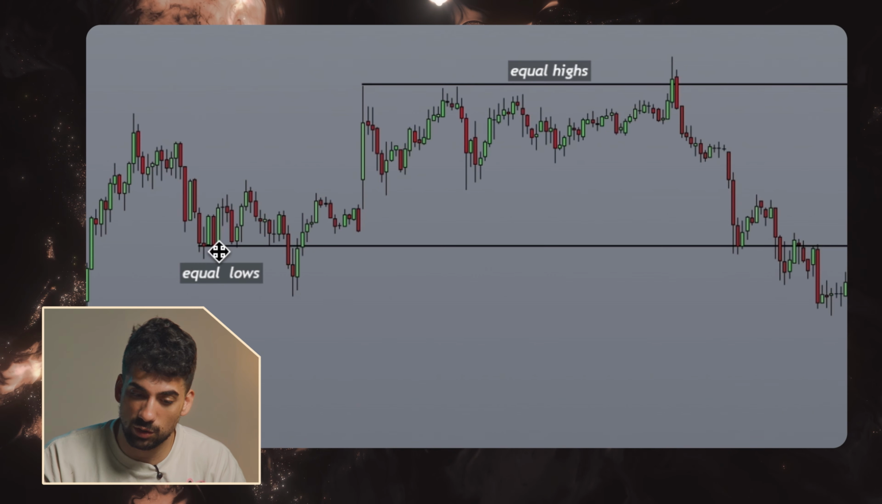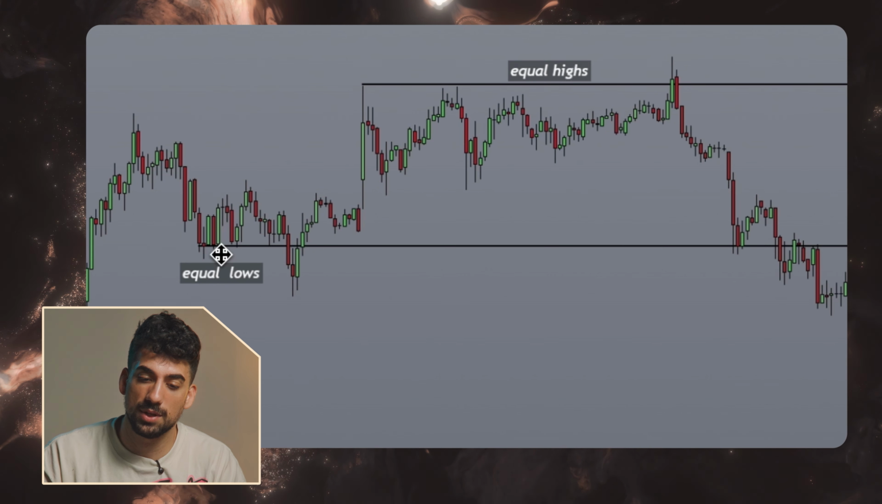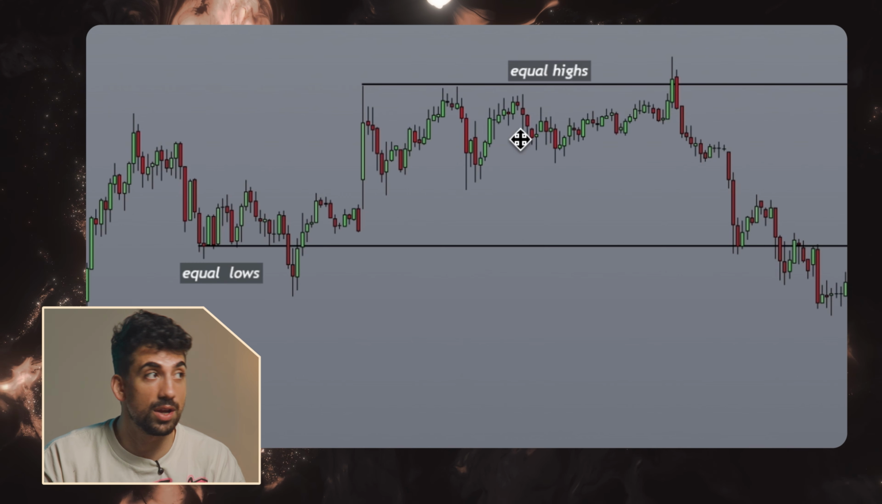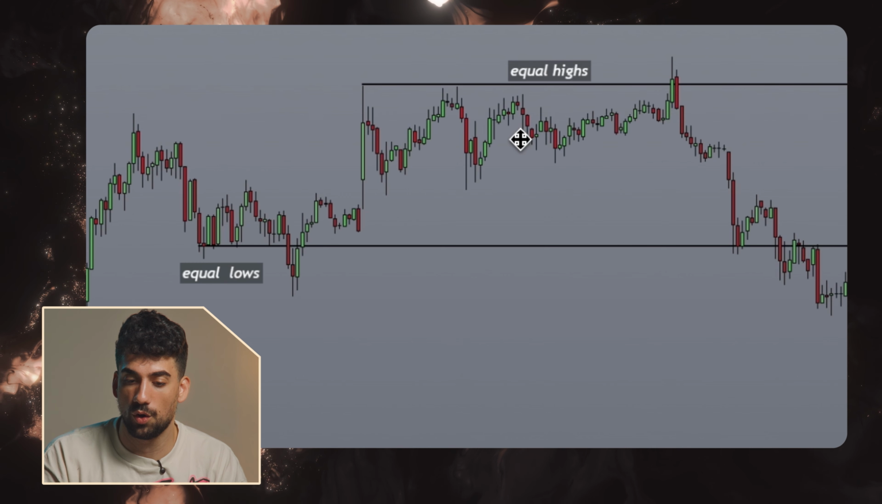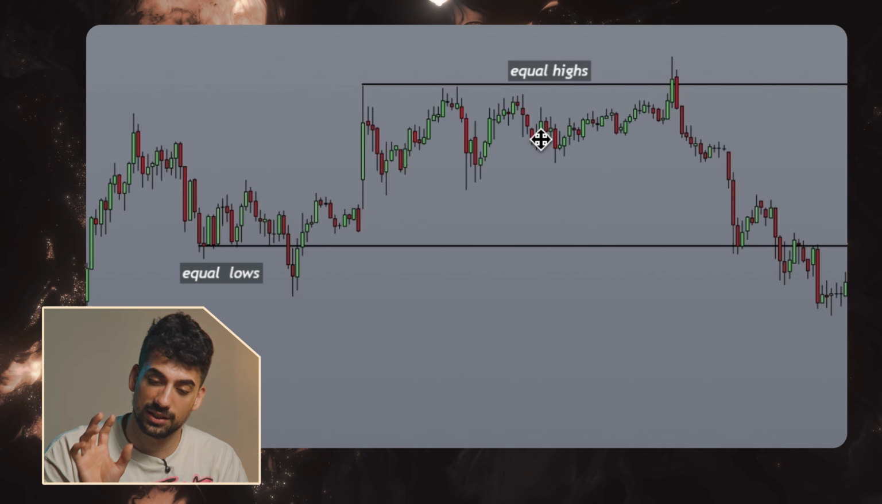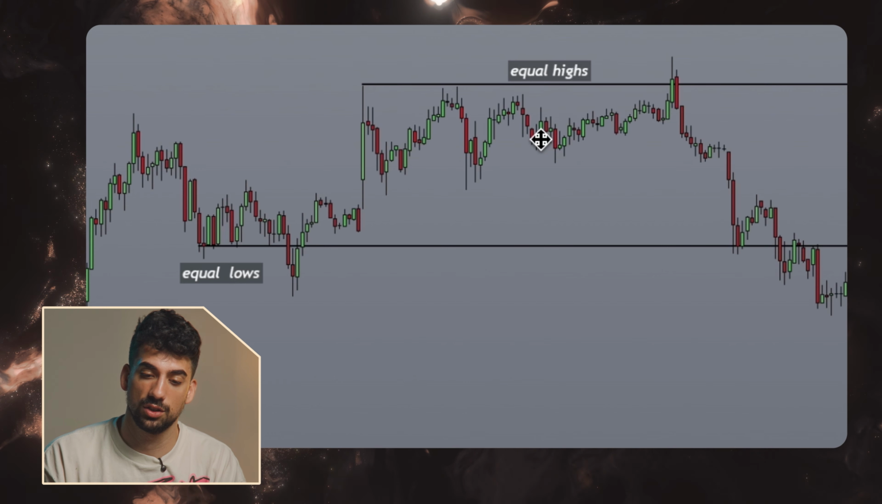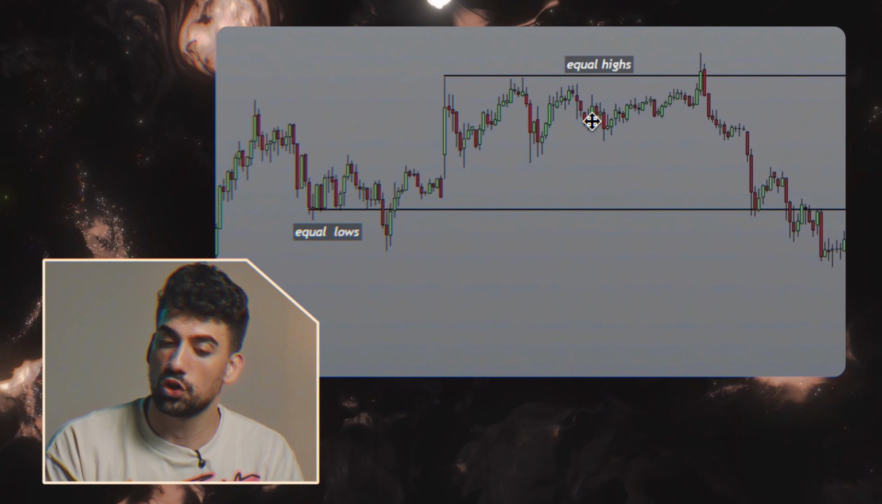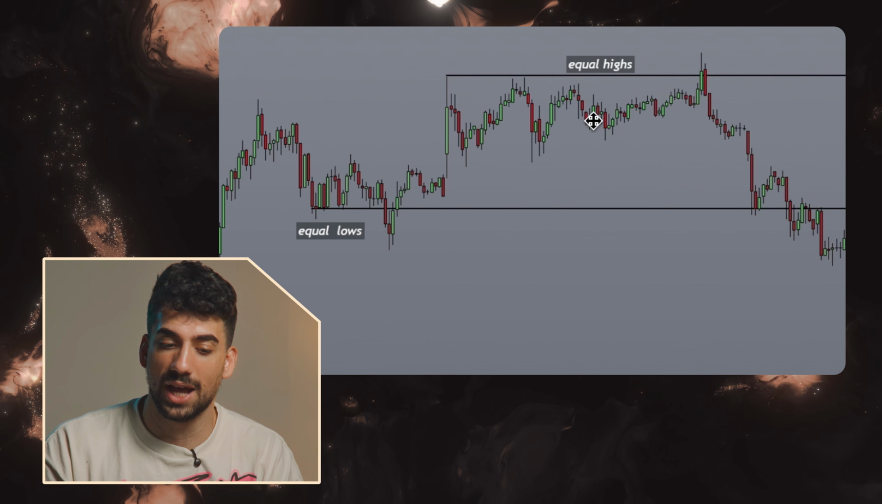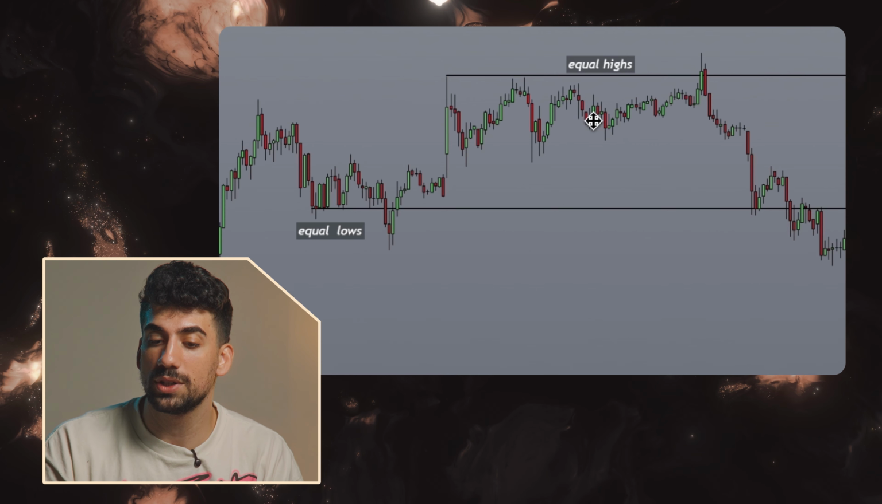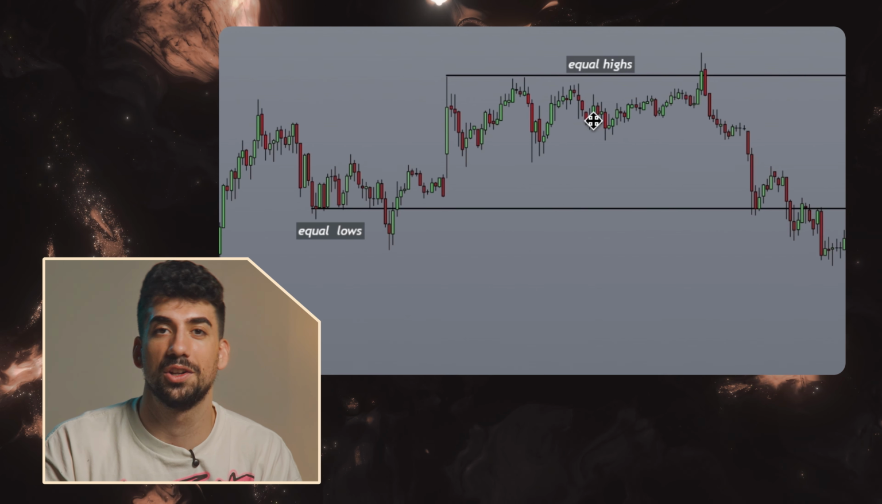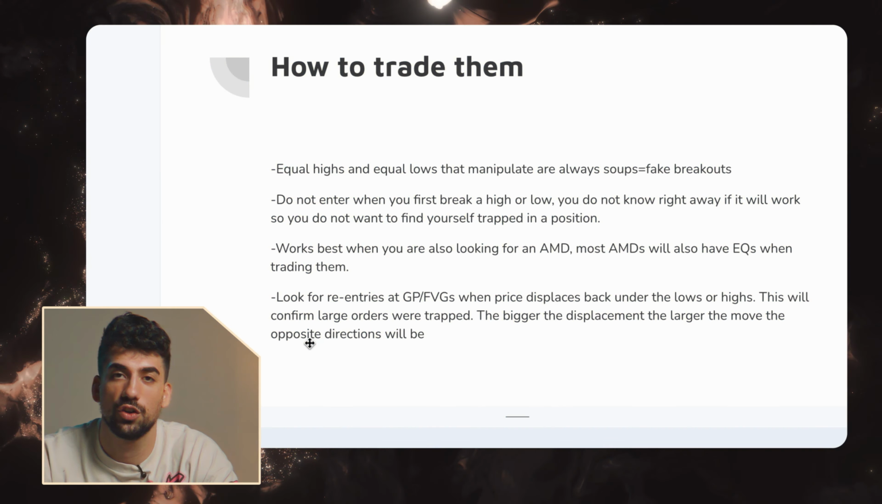Equal lows, relatively equal lows to the left, taken out, AMD back to the high side, and then we have equal highs that are formed in the opposite direction. Price takes them out and then directs the other way. So look at it as your internal range and your external range, but with added importance, your Super Saiyan versions of regular liquidity sweeps. How do we actually trade them?